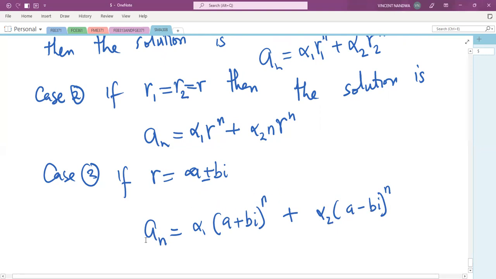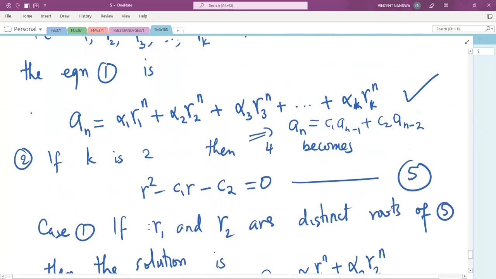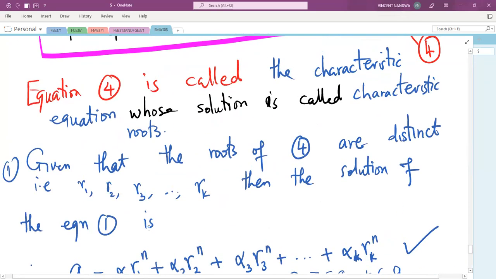So in the next session, we'll do examples to see how to solve linear recurrence relations with constant coefficients. Thank you.